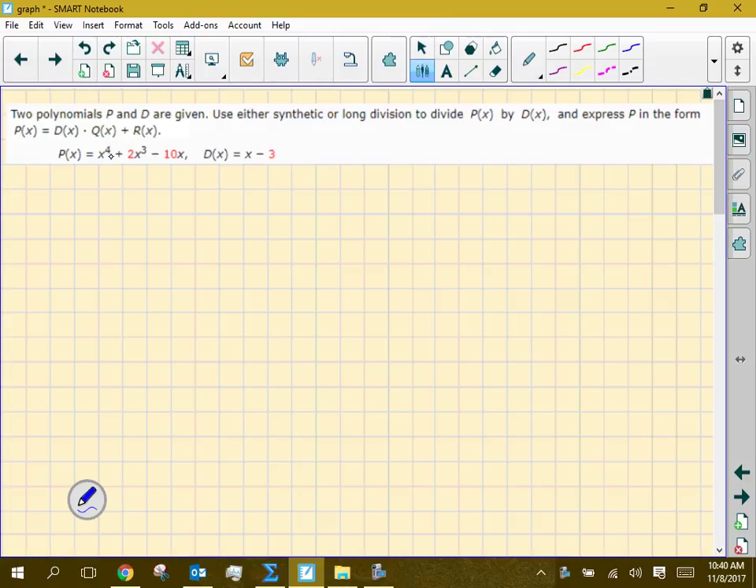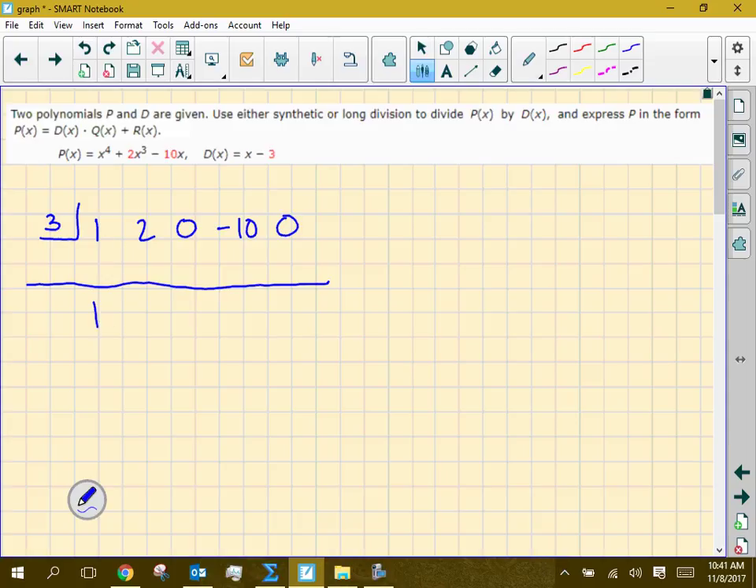If I'm doing synthetic division, I want to write this as x minus 3, so my term that goes in my box here is 3. I'm going to put my coefficients of 1, 2. Now I need my 0 for the x squared term. I got my negative 10. But now I need my constant term. I need a placeholder here for this 0. If I don't do that, I'm going to have a misrepresentation of my remainder.